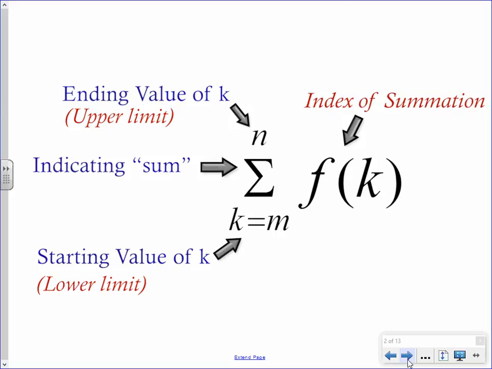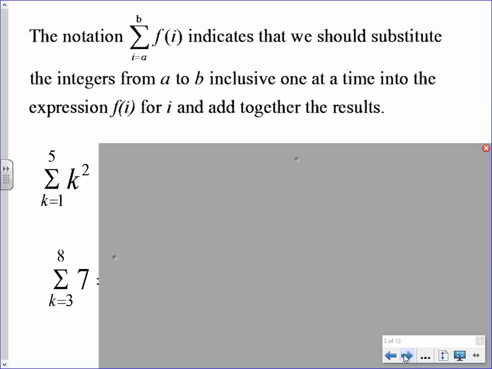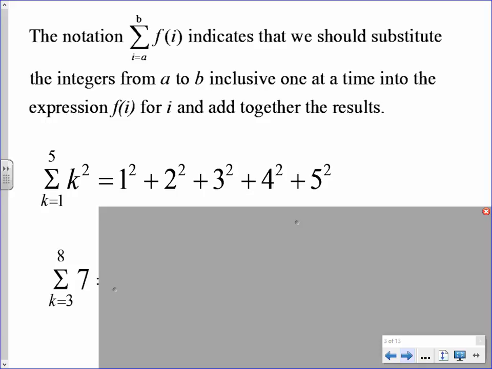For example, if we have, go and write this one down right here. The sum from k equals 1 to 5 of k squared. This means we start at 1, we end at 5, and we substitute in all of the integers in between. Okay? So we're going to plug in 1, and then 2, and then 3, and then 4, and then we stop when we get to 5. Okay? So the sum from k equals 1 to 5 of k squared is 1 squared plus 2 squared plus 3 squared plus 4 squared plus 5 squared.